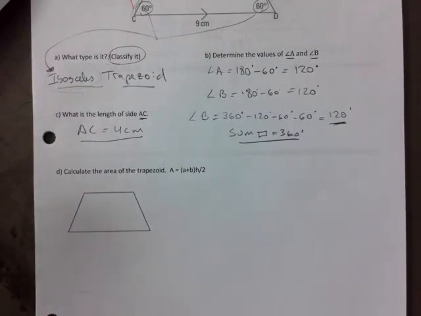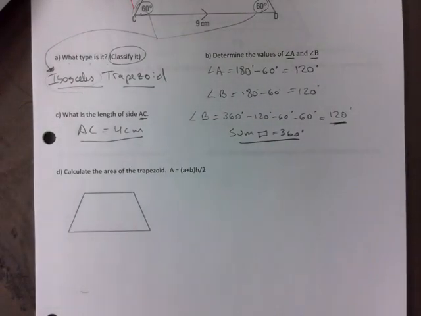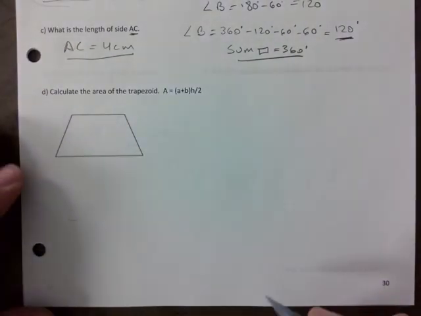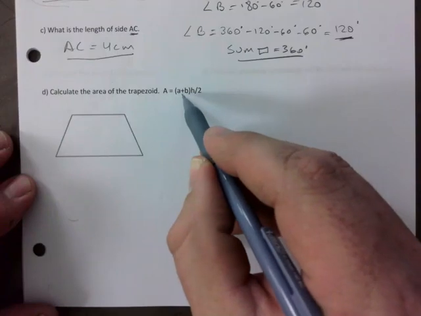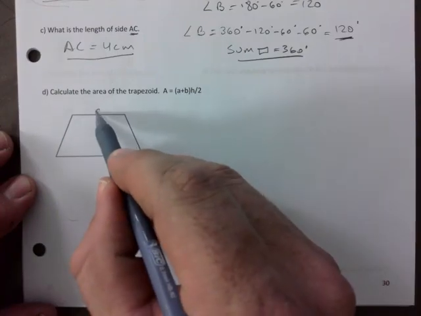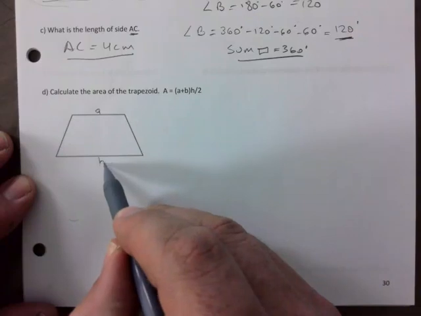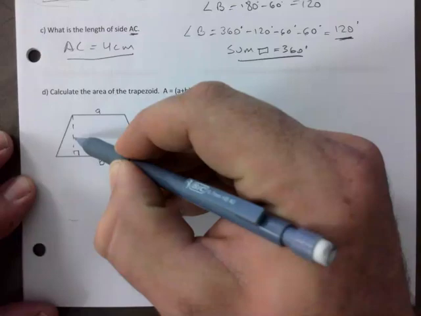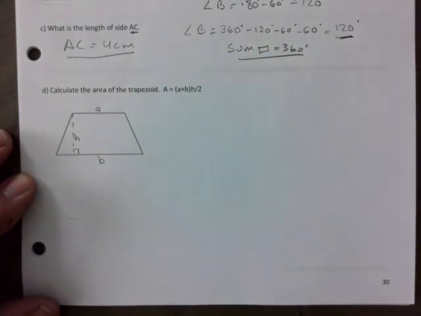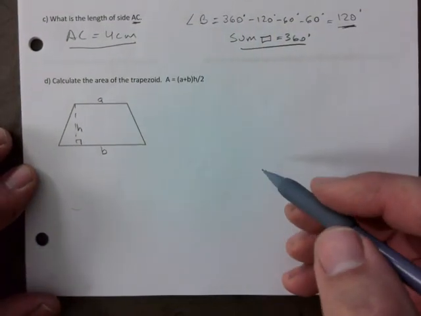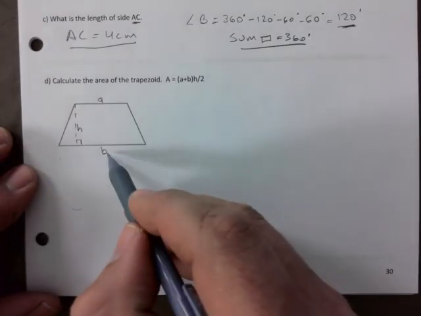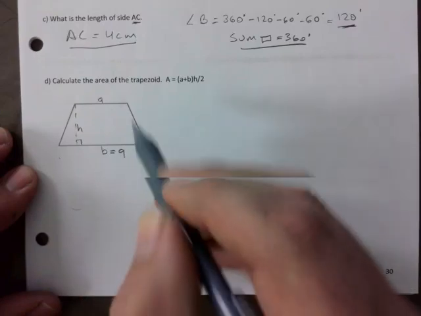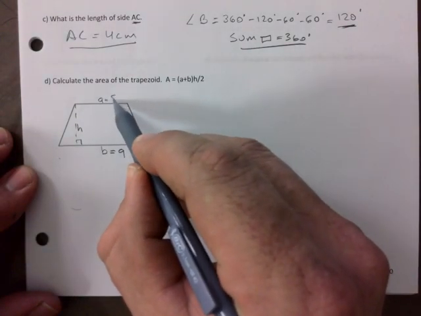Area of a trapezoid. I'm going to show you this, but it's not very popular. Okay? For area, you need the height. You need A. This is A. This is B. And this is height. The height is always measured at a 90. Okay? What do we know about this? The bottom is worth what? It's 9 centimeters. The top is 5.